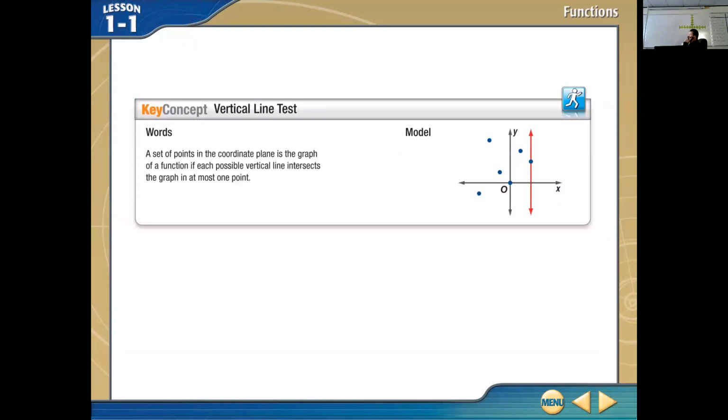And in order to be a function, it must pass the vertical line test. So it says a set of points in the coordinate plane is the graph of a function if each possible vertical line intersects the graph in at most one point. So you can see the relation that they've drawn off to the right. If we were to draw that red line through each one of those blue dots, they would only touch the relation one time, or it would never touch more than one blue dot.